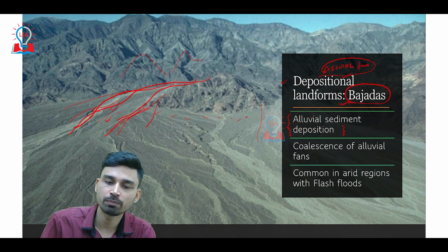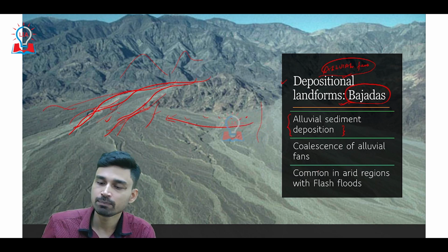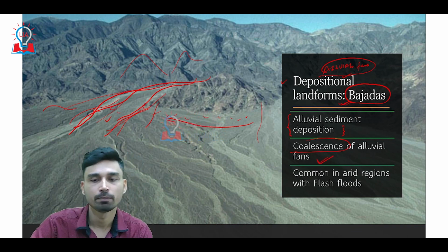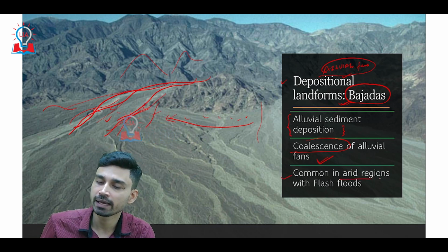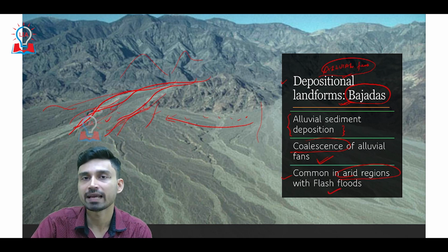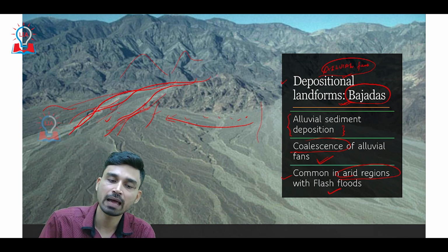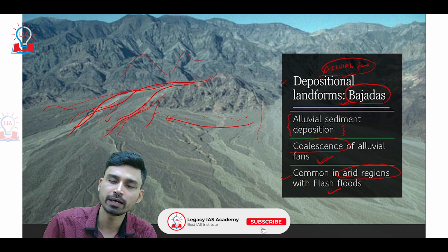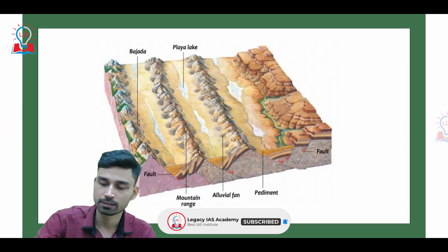A lot of alluvial fans develop here, and over a period of time these alluvial fans keep merging and coalescing with each other, and thus the coalescence of numerous alluvial fans gives rise to the development of bahadas. Bahadas are very common in arid, desert areas, which also sometimes suffer from flash floods, because when a flash flood happens, a huge amount of sediments is suddenly discharged toward the foothill regions. They get accumulated and then coalesce to form bahadas.